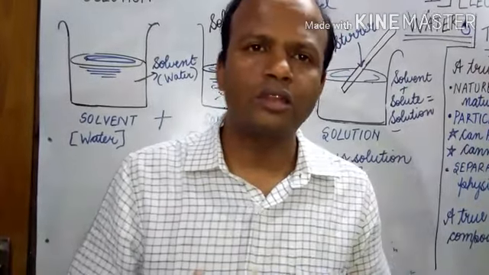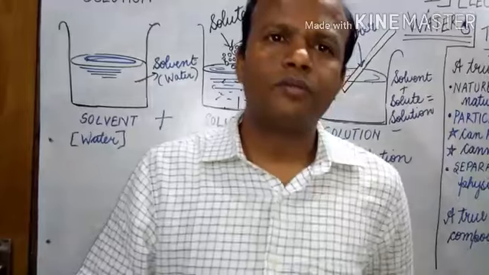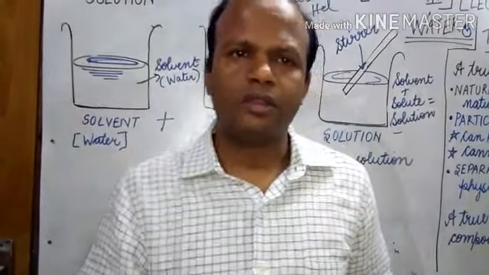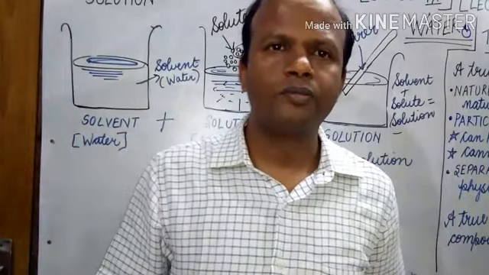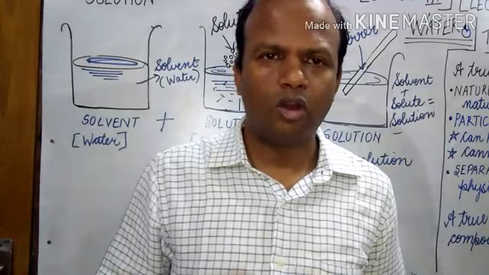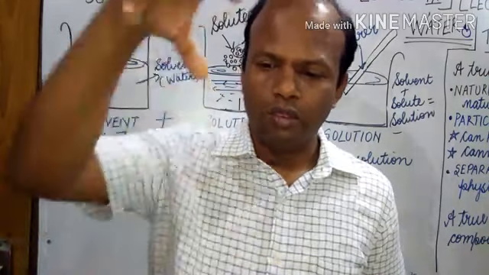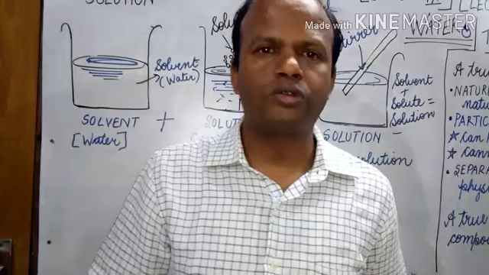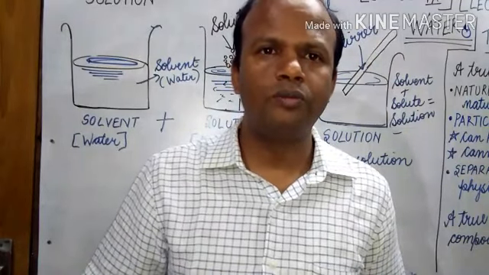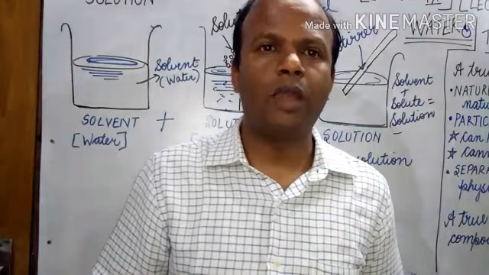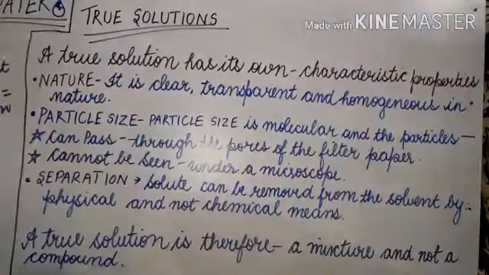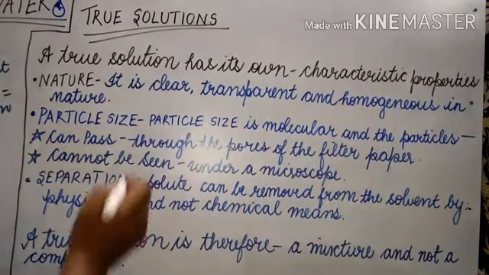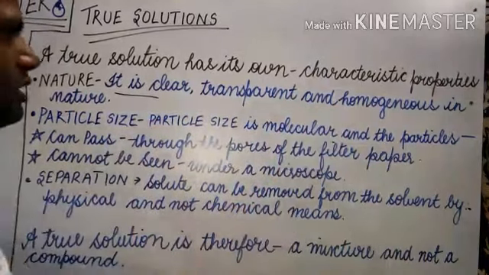What are the characteristics? They are clear, they are transparent, the size of the particle is about 10 to the power minus 8 or even less, 1 nanometer or less. Then they can easily pass through the pores of a filter paper. They do not settle down. They cannot be seen even by a microscope. So one by one, let us go through it. So dear students, true solution has its own characteristic properties. So let us see. It is clear, transparent and homogeneous in nature.